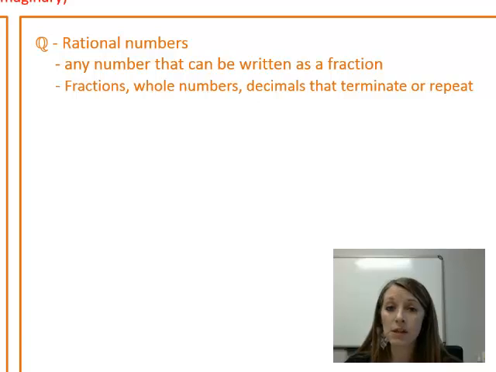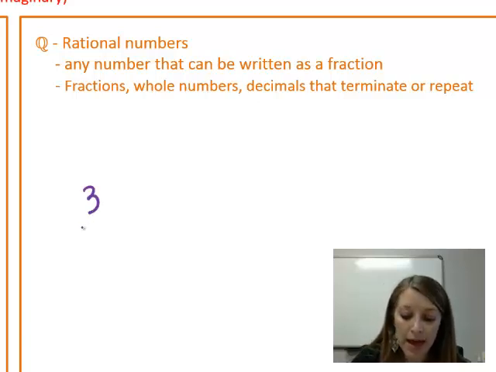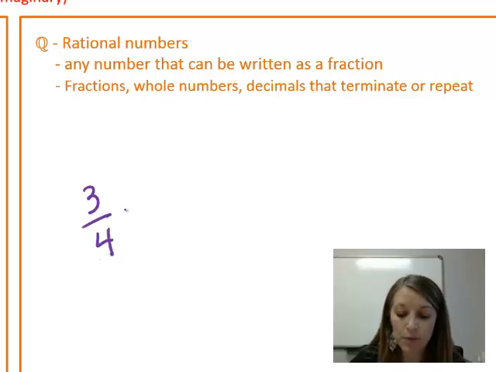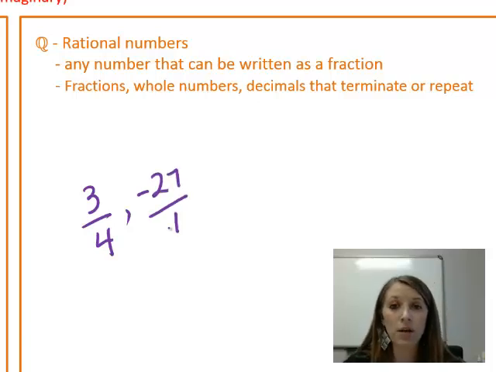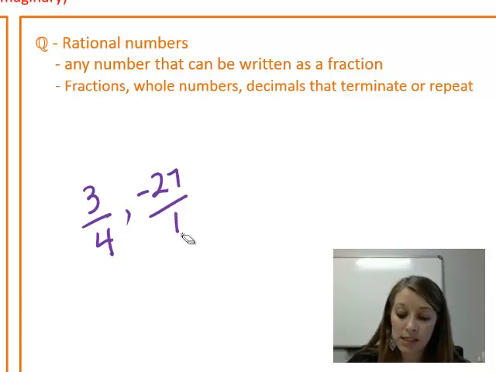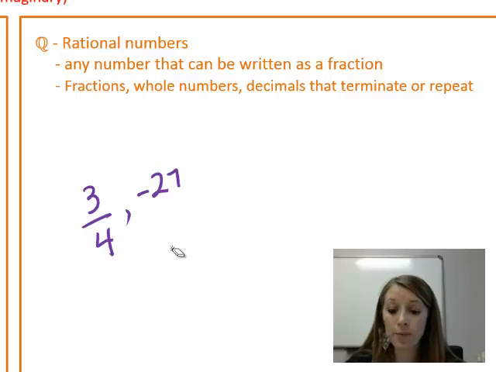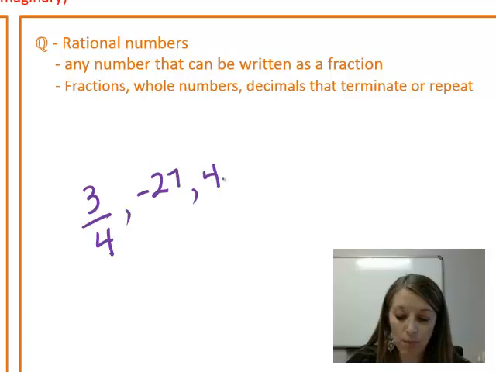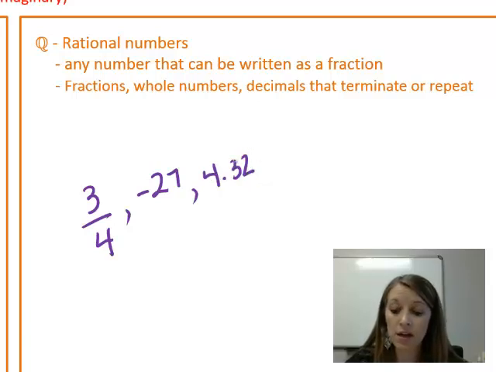So let me give you specific examples of each of these. Fractions can be as simple as the fraction 3/4. Whole numbers fit into this group because I can take any whole number and divide it by 1. Therefore, it can be written as a fraction itself. Now, we don't typically see it written that way, but that's how we know that it fits into this group. And also decimals that terminate, something like 4.32. This decimal ends, so that fits in there.